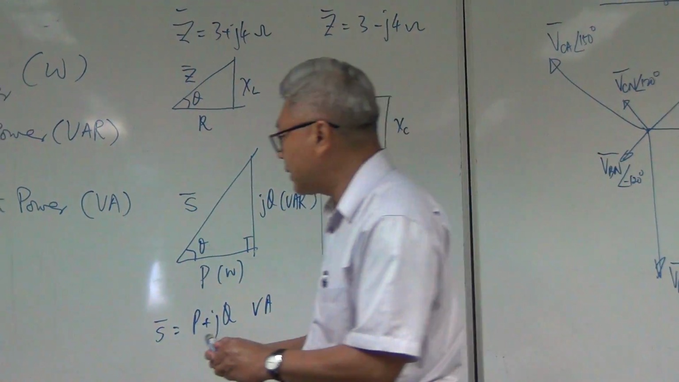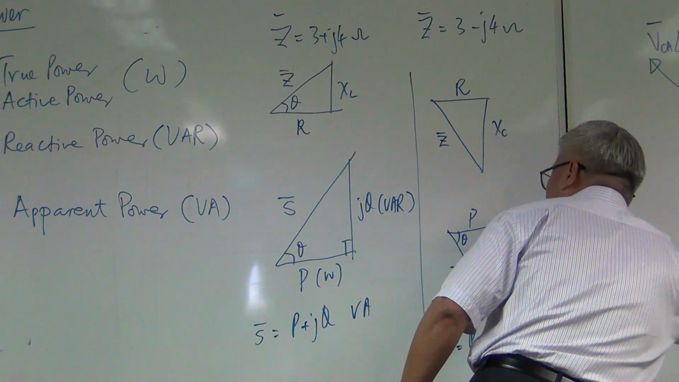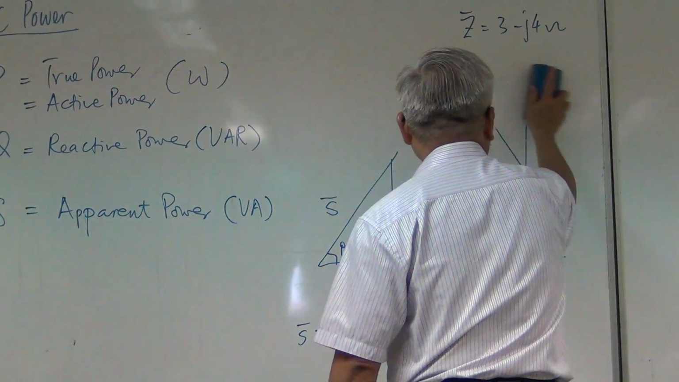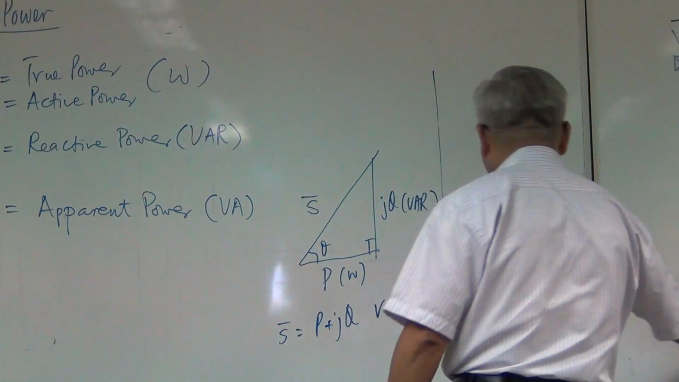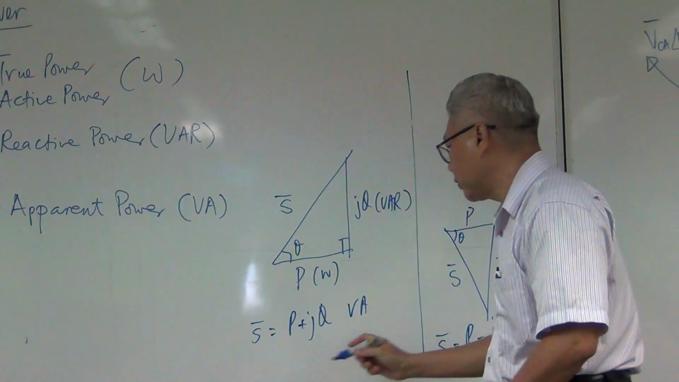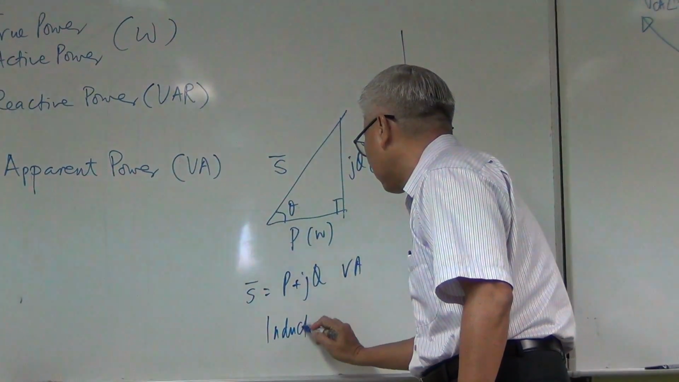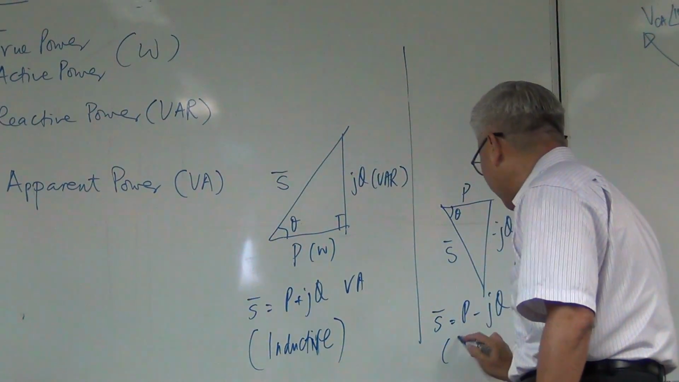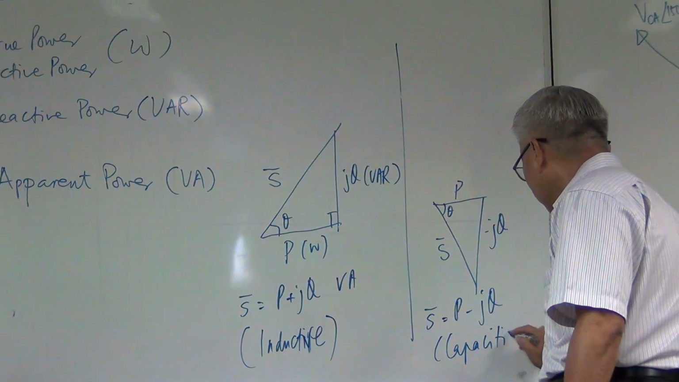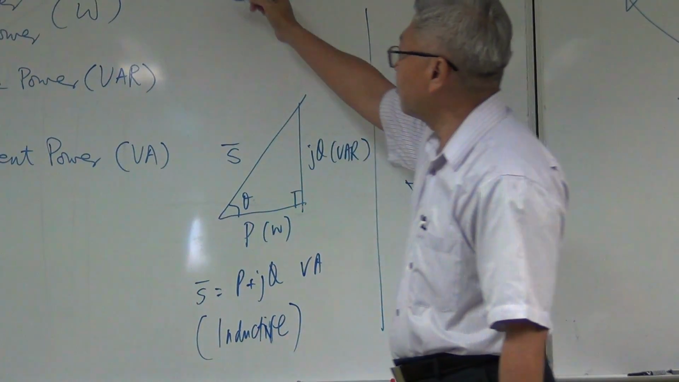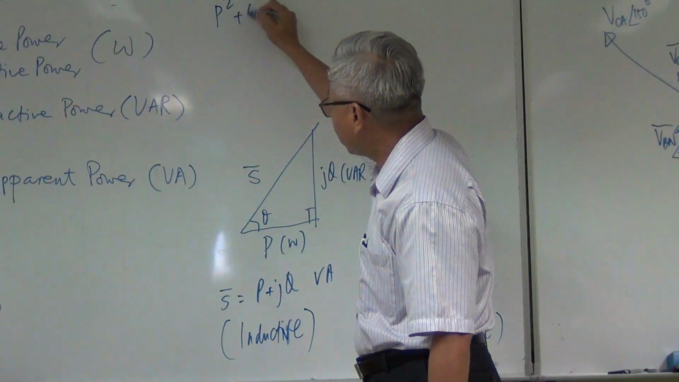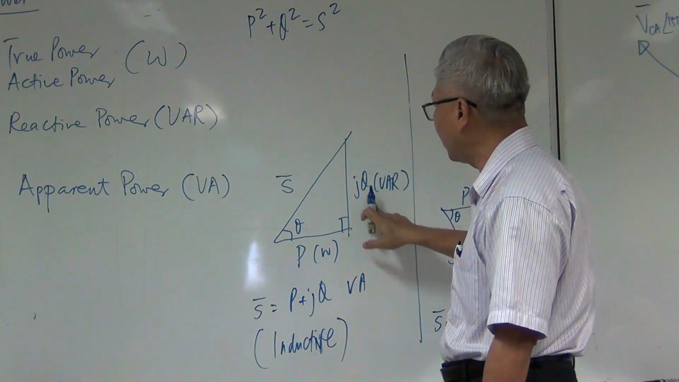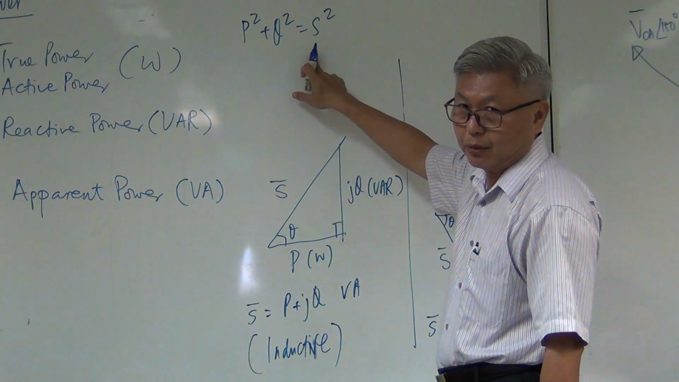Now, since the power triangle is a right angle triangle, Pythagoras theorem and trigonometry can be used, right? So this is the inductive power triangle, inductive circuit, and this is capacitive. So in other words, Pythagoras theorem can be used: P squared plus Q squared is equal to S squared. In other words, if I know P and know Q, I can find S by using Pythagoras theorem.